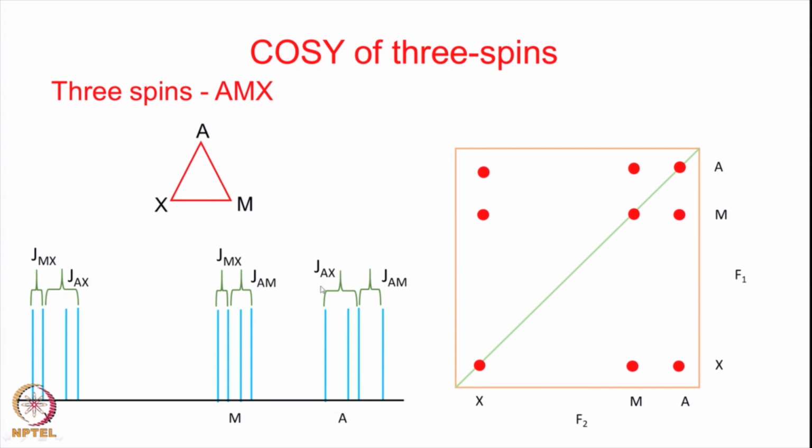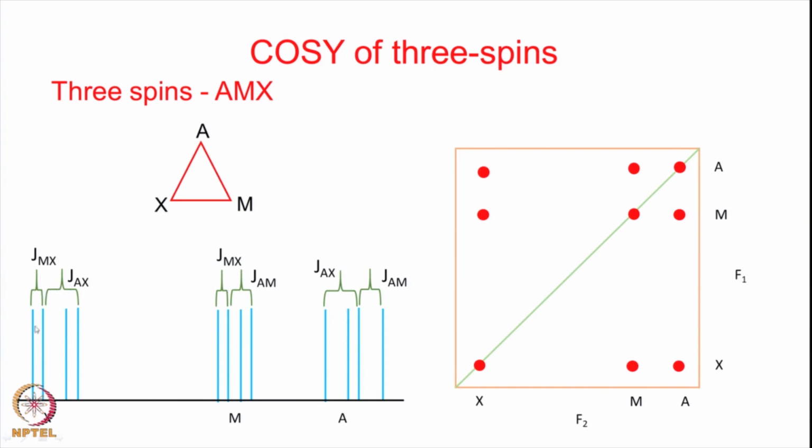One splitting is the AX coupling. Here the AX coupling is assumed to be larger than the AM coupling. Therefore from here to here it is the AX, from here to here it is the AM coupling. And the M spin has the MX coupling and the AM coupling. Here the AM coupling is assumed to be larger than the MX coupling. Therefore this one is like this and this one is like this. Of course these structures can change depending upon the relative magnitudes of the coupling constants.